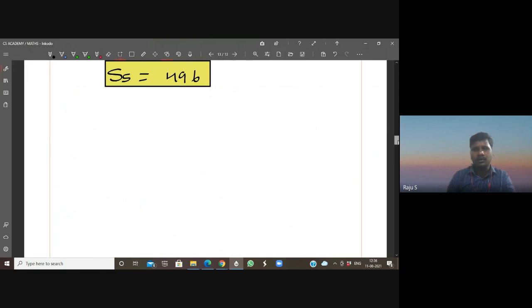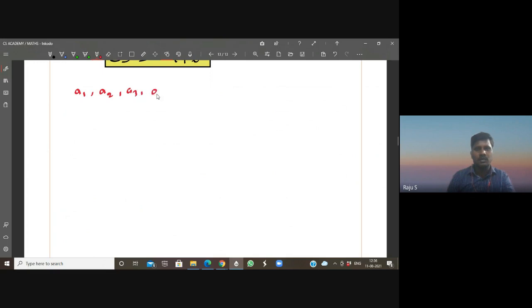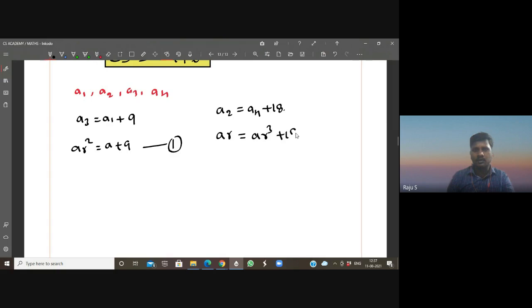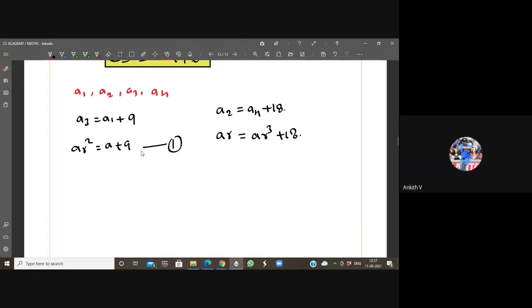These questions are not at all difficult, very easy questions. I think you are doing very nicely. So I am taking four terms A1, A2, A3, A4. A3 is equal to A1 plus 9, nothing but AR square is equal to A plus 9. This is one condition. Another condition is A2 is equal to A4 plus 18. Second term AR is equal to AR cube plus 18. Students, is it clear?